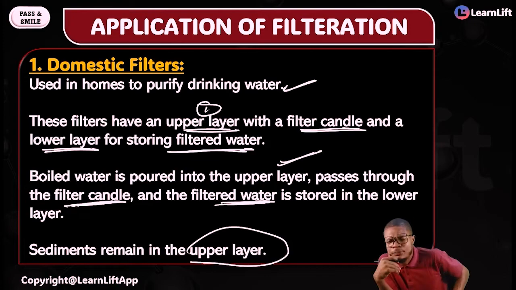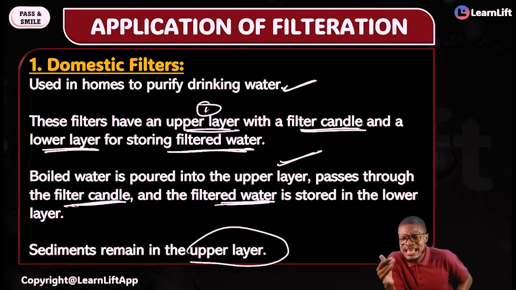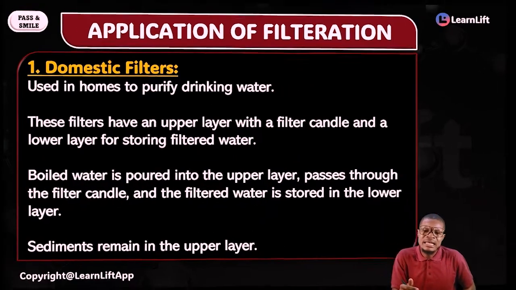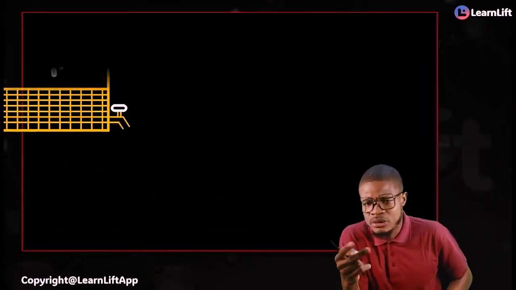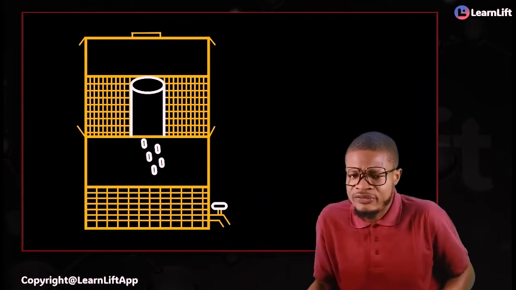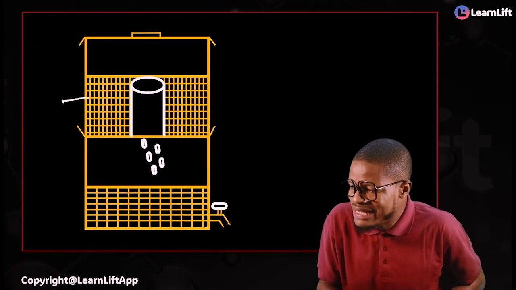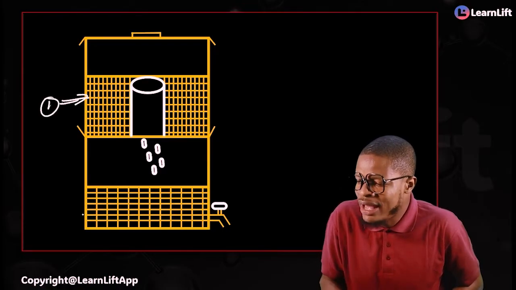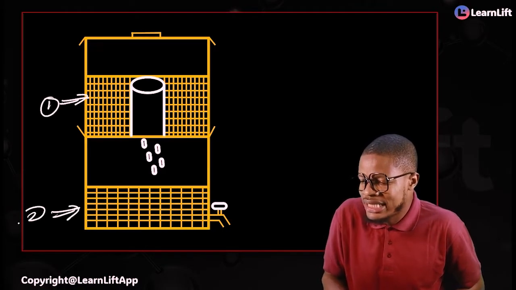Now follow me, let me show you the procedure. We have said that domestic filters have how many layers? 2 layers, very quickly, right? Okay, of course, this is how your domestic filter looks like. This guy here is the first layer, and this guy here is the second layer.